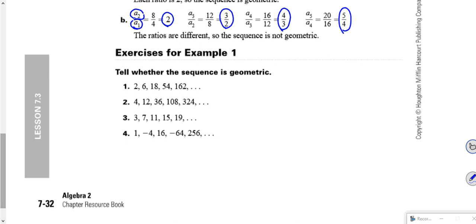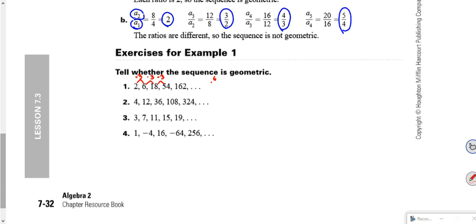Tell whether the sequence is geometric. So again, a couple of different things I can see is as I go on number 1, as I go from 2 to 6, I can either add 4 or multiply by 3. But then if I look at the next term from 6 to 18, I multiply by 3 or add 12. Well, obviously the adding thing isn't working out for me, but the multiplying is. I am multiplying by 3 each time to get to the next term.